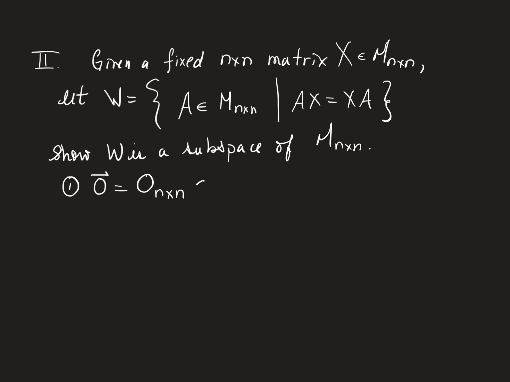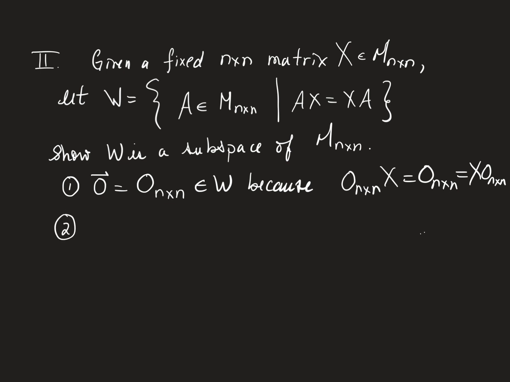Okay, and this does belong to W. That's because, to belong to W, the matrix has to commute with X. That's what this says. The matrix has to commute with X. So clearly it does, because the n by n 0 matrix times X is just equal to the 0 matrix, which is equal to X times the n by n zero matrix. So indeed, the zero vector does belong to W.